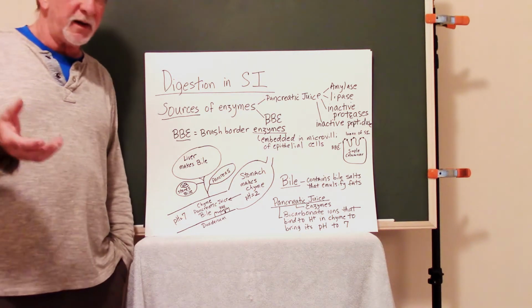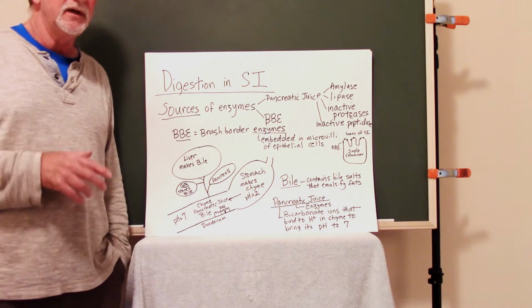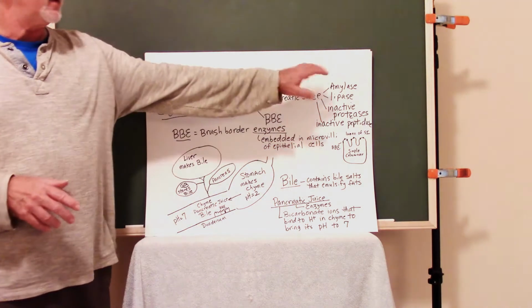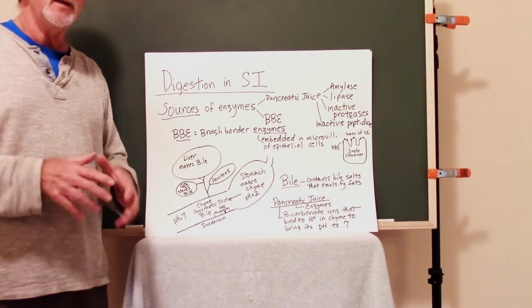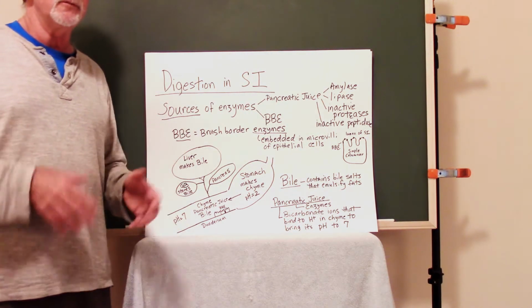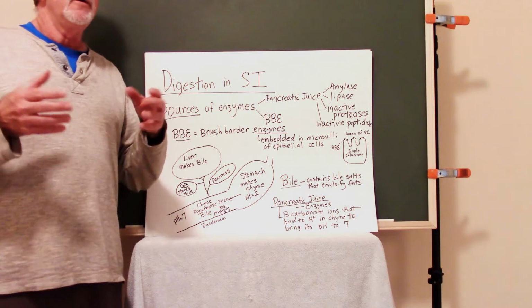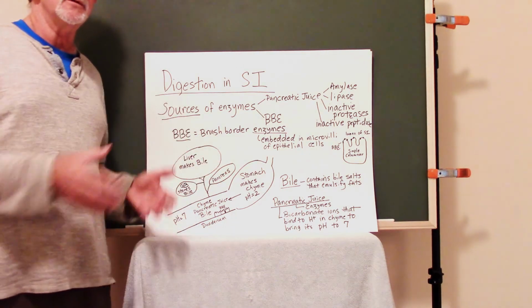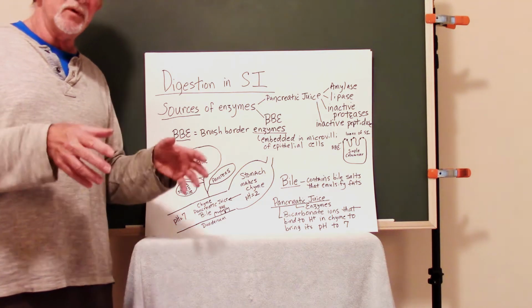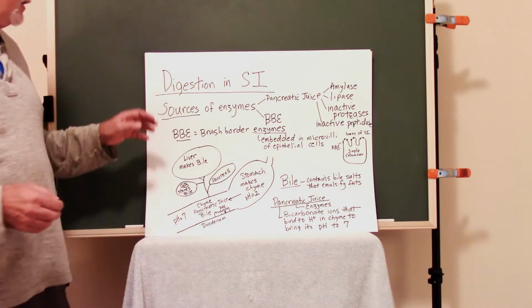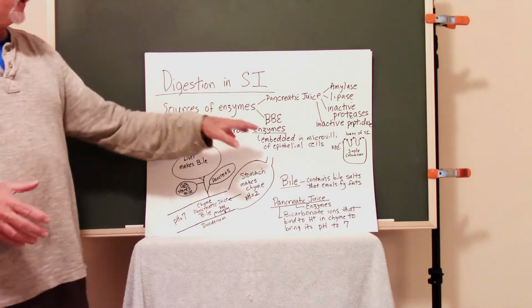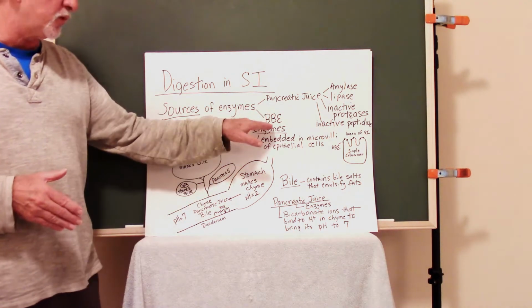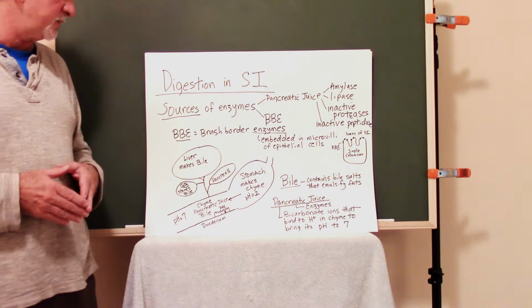The inactive peptidase in the pancreatic juice is activated in the duodenum. The amylase and the lipase come in with the pancreatic juice ready to catalyze reactions. They don't need to be activated like the other enzymes associated with the breakdown of proteins and peptides. So the other source of enzymes, in addition to the pancreatic juice, are the brush border enzymes.